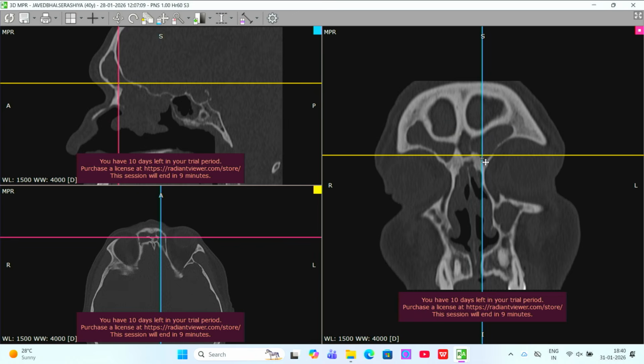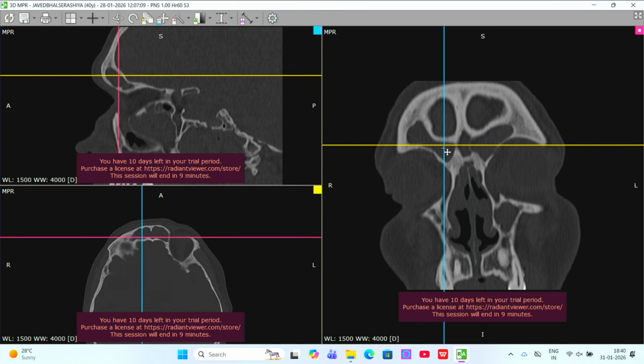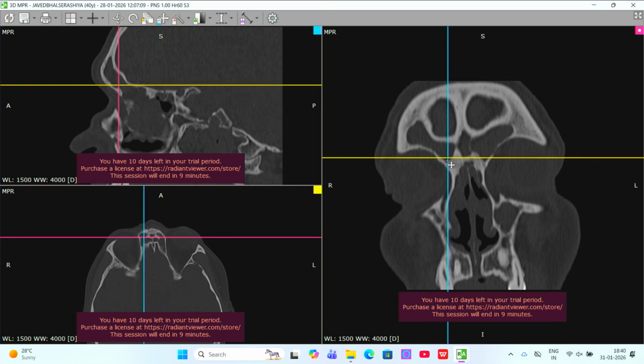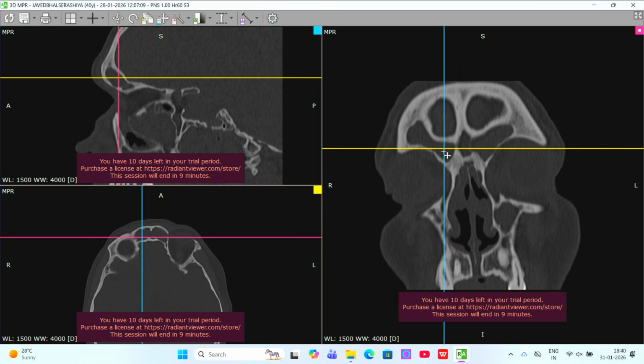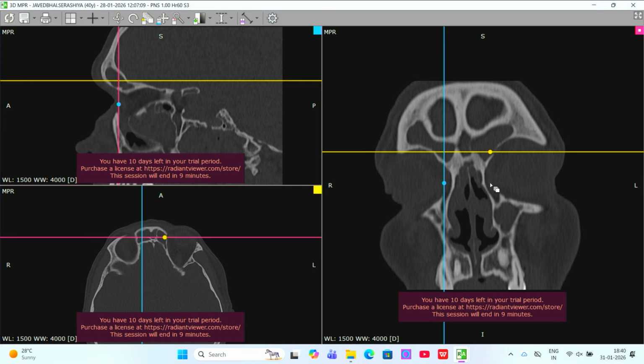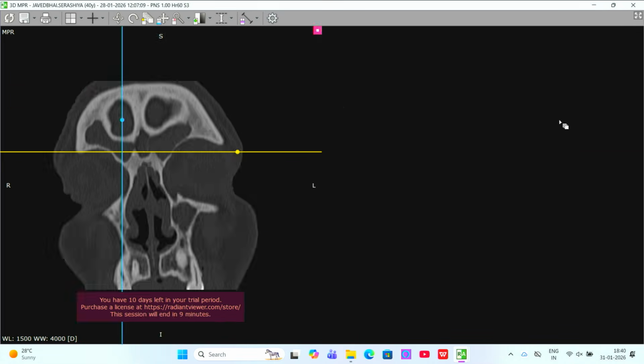Look at the frontal on both sides. This is the left side, this is the right side. And the problem is the beak. See this? Yes, sir. Number one. Number two, going behind.